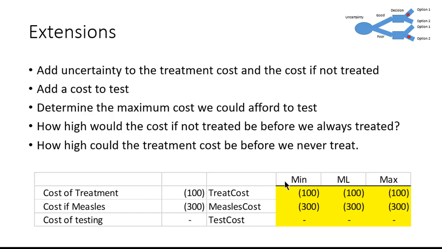You can determine the maximum cost we could afford to test, or how high would the cost be if not treated before we would always treat? So the 300, what if that was 500 or 600? And how high could the treatment cost be before we never treat? So the $100, maybe it's $200. I mean, presumably the treatment cost would never be more than the cost if they had measles. So anyway, these are things that can be done.